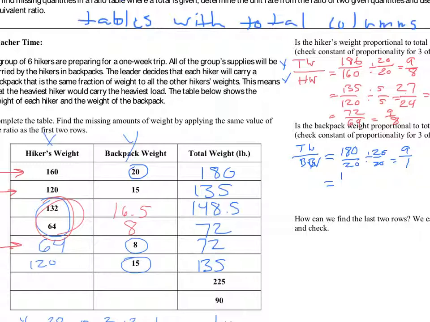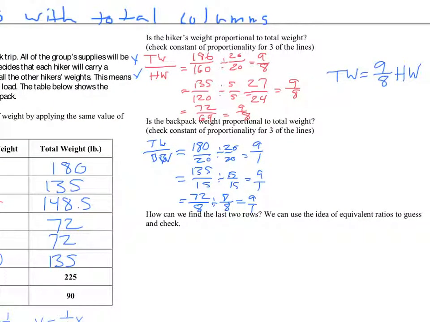So my total weight of 135, backpack weight of 15, divided by 15 over 15, and then again I'm going to get 9/1. Same thing down here with this last one. It is 72 over 8. Divide both of these by 8/8. I'm going to get 9/1. So again, we treated this as if it were y over x. So we could say that the total weight is equal to 9 times the backpack weight.